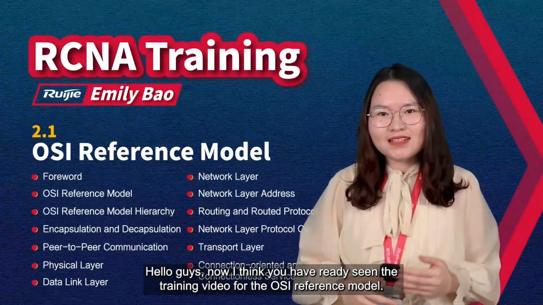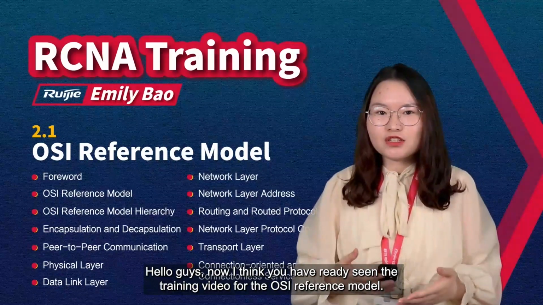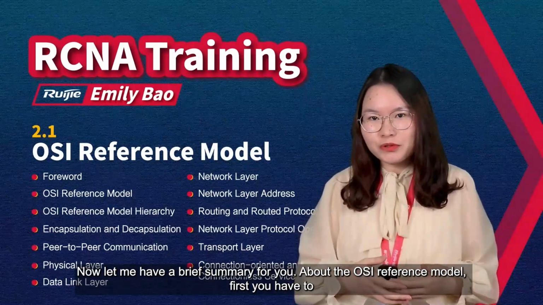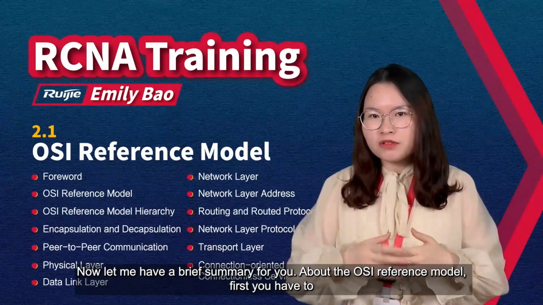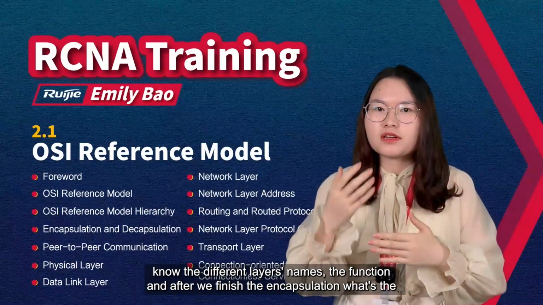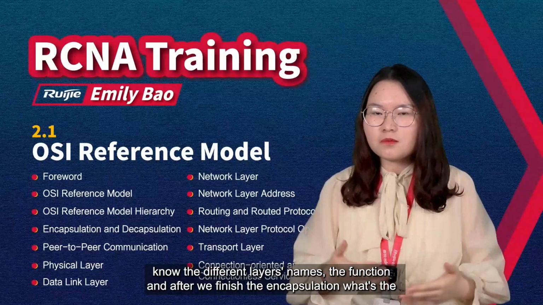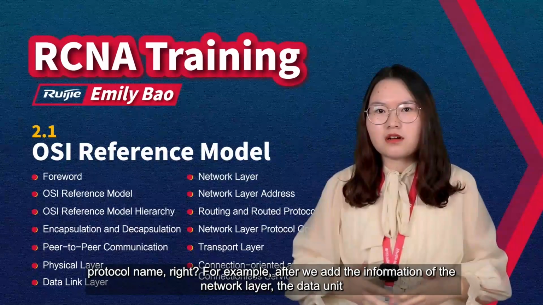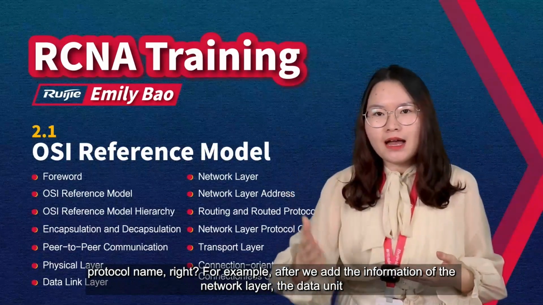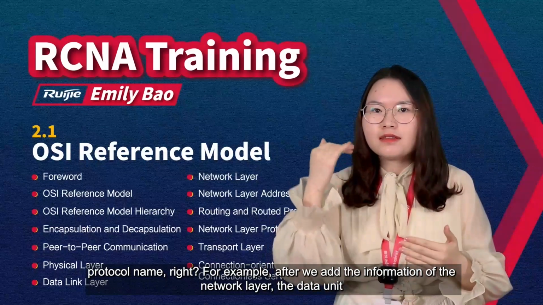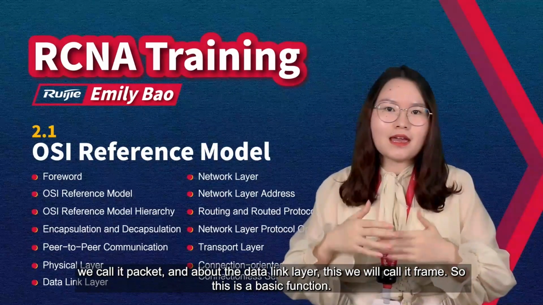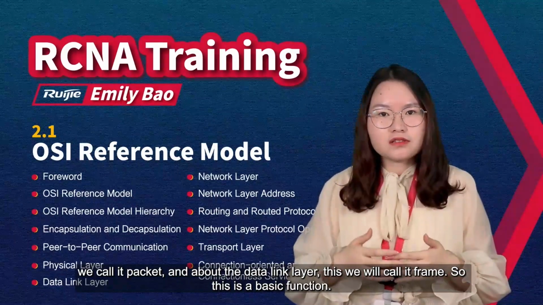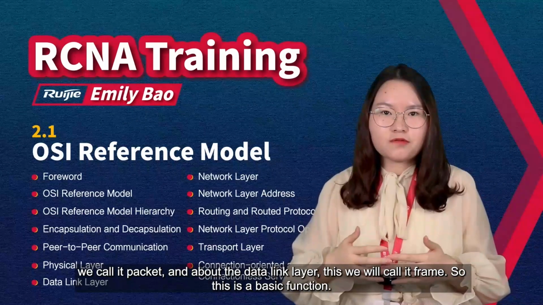Hello guys, now I think you are ready to see the training video for the OSI reference model. Now let me give you a brief summary. About the OSI reference model, first you have to know the different layers, their names, their functions, and after encapsulation, what the protocol data unit name is. For example, after we add the information of the network layer, it is called a packet. And for the data link layer, we call it a frame. So this is the basic function.